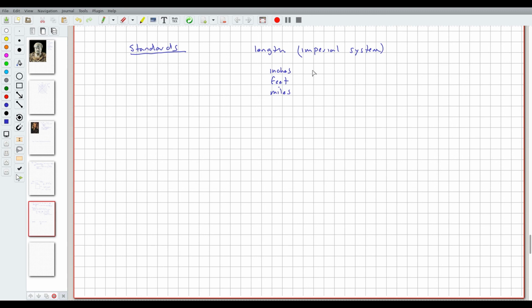Now, I think we can all agree that different people have different sized hands. So what that means is that if you have 10 people in a room, and they use that definition, that standard, we'll say, for an inch, and they measure something with it, you're going to get 10 different answers.